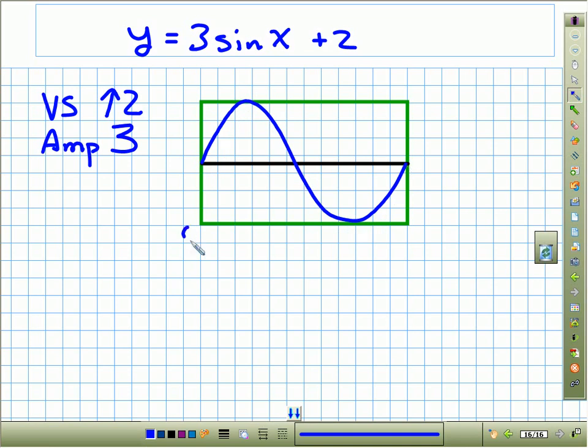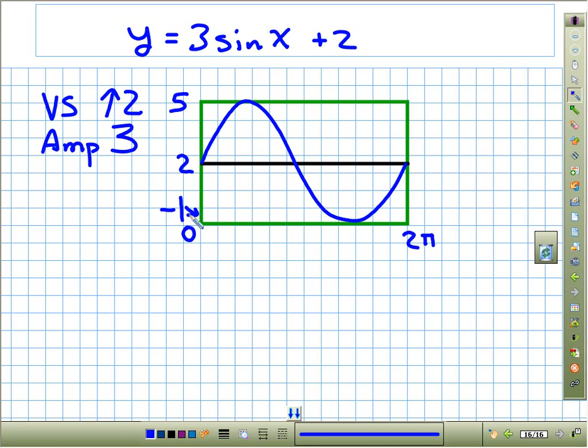It still starts here at 0 and goes to 2 pi. Now, what is this line about which it's being oscillated? 2, that's right. Now, how high up does it go? The amplitude is 3, so it goes up 3, so that's going to be 5. How far down does it go? It's oscillating about 2, and it has an amplitude of 3, so how far down does it go? -1.